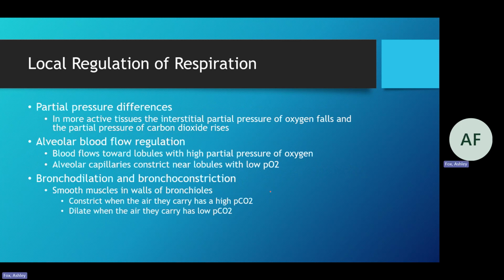This is looking at local regulation. So this is happening, what we say, in the lungs. So we're not talking about the dorsal respiratory group and the ventral respiratory group. This is in the lungs. So in more active tissues in the lungs, the partial pressure of oxygen is actually lower and the partial pressure of carbon dioxide is rising. Why? Because you're using the oxygen to make ATP, and this is a waste product.